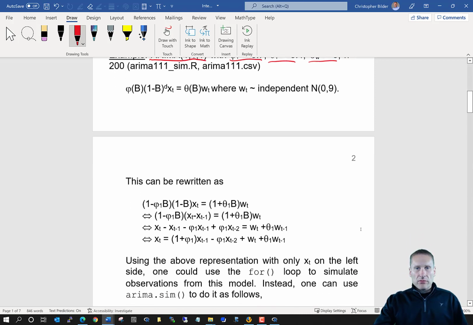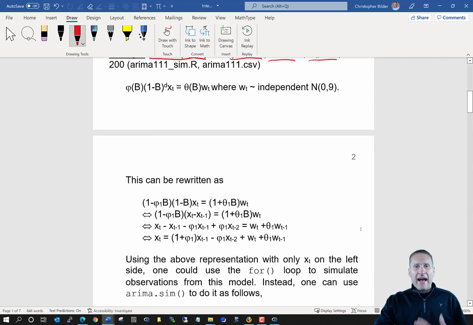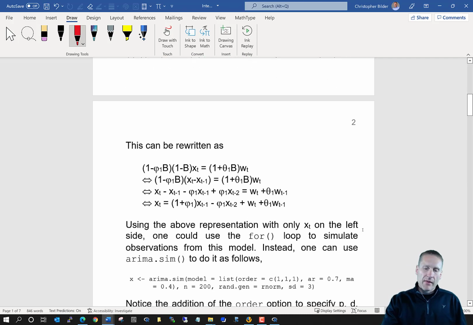What does our model look like if I were to write it out with only x of t on the left side of the model? I'm not going to put in the numerical values for phi1 and theta1 here. You can see that on your own. So here's what our model looks like for an ARIMA(1,1,1).